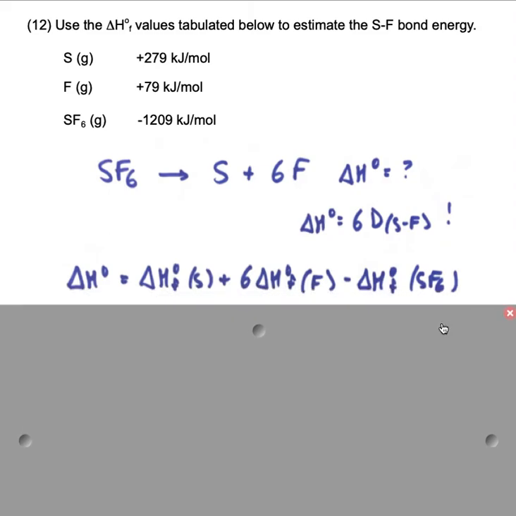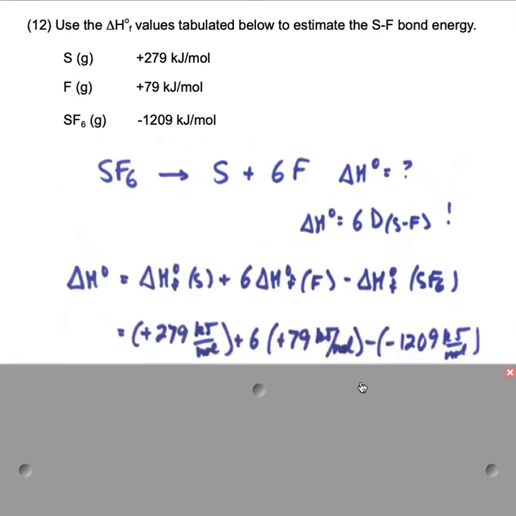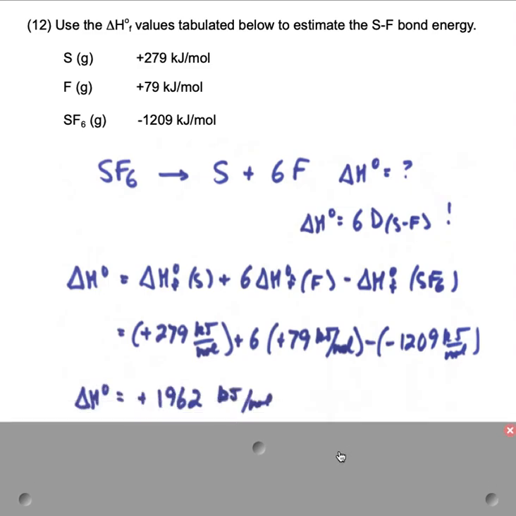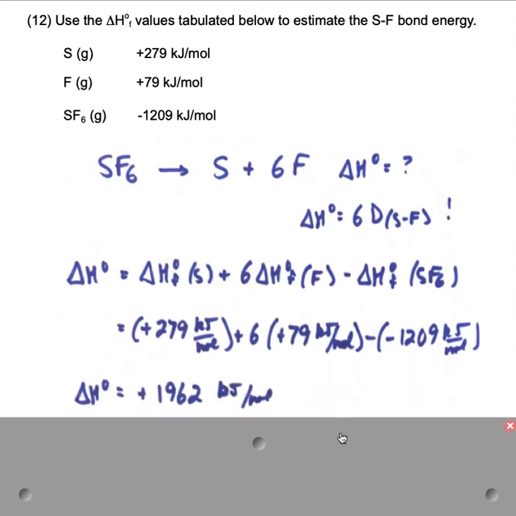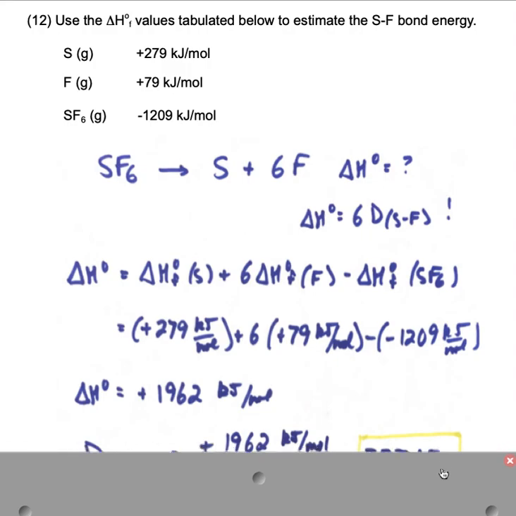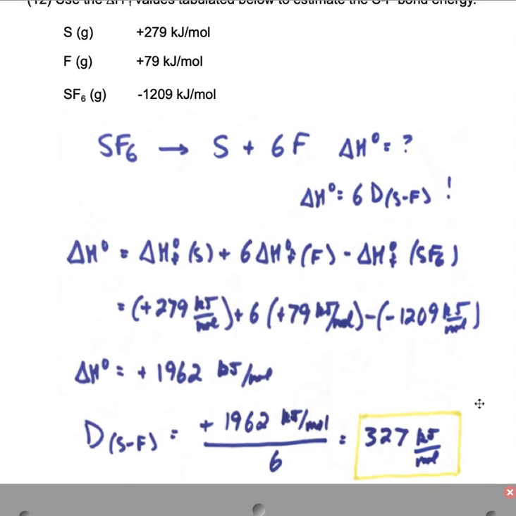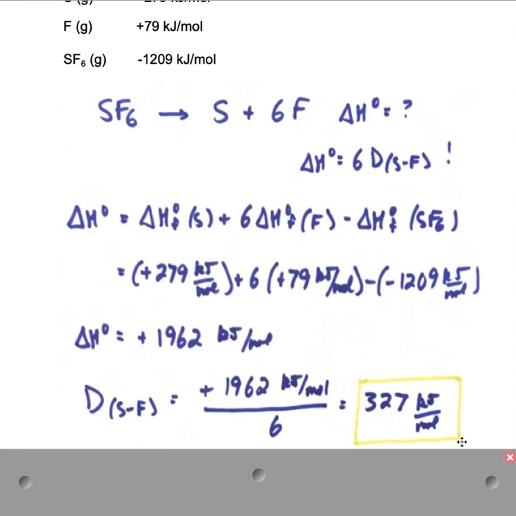So we'll use our Hess's law equation from way back in chapter 6. The standard enthalpy change for reaction is equal to the sum of the standard enthalpies of formation of the products minus the sum of the standard enthalpies of formation of the reactants. I'll plug in the values I'm given above, and I see that for the first equation written, the enthalpy change is plus 1962 kilojoules per mole. Makes sense that it's a positive quantity because bond breaking is an endothermic process. I'll divide that by 6 to give me an average bond energy of 327 kilojoules per mole in sulfur hexafluoride.